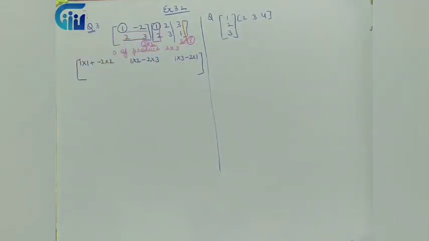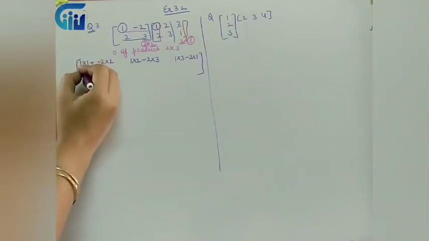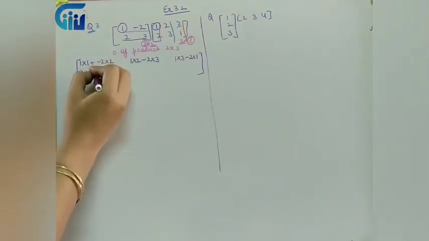So now what will we do again? We will multiply the first element of the second row, that is 2 with 1, then plus 3 with 2.